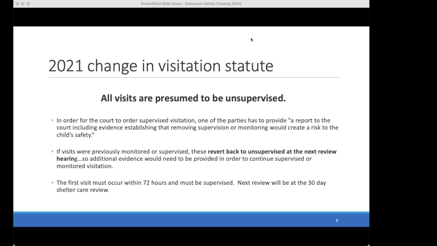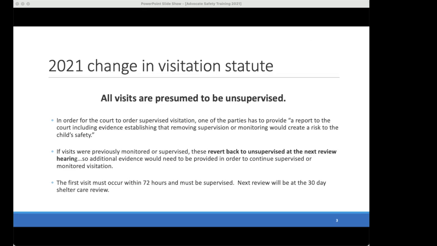Pretty much everyone did it in the past, which was start from the assumption that all visits should be supervised, and then figure out how we could make those visits unsupervised, right? So it's basically just asking you to shift your thinking. Rather than starting from a presumption the visit should be supervised because the kids are here because of an unsafe situation, think about why I need to add supervision to visitation.